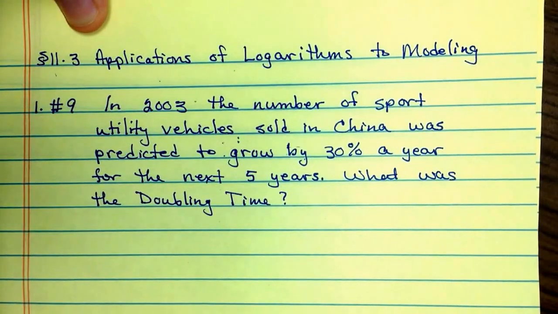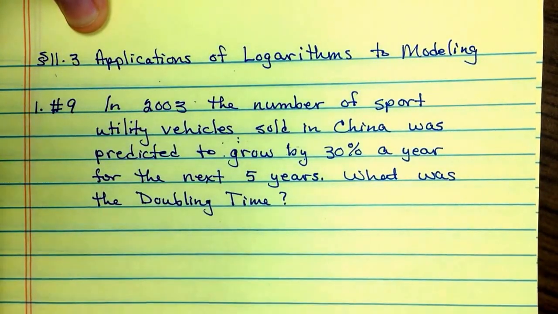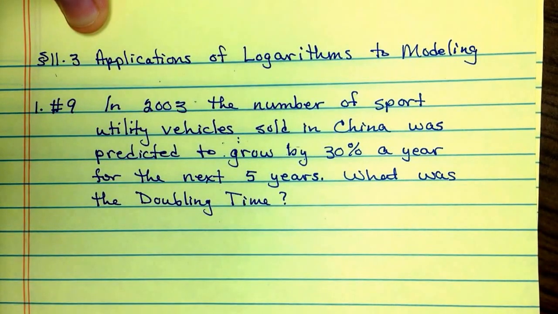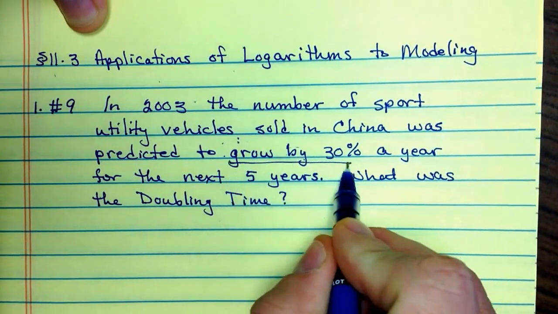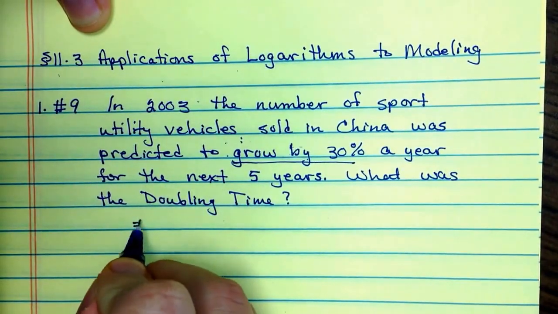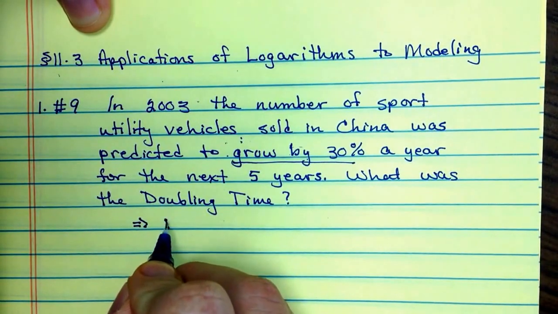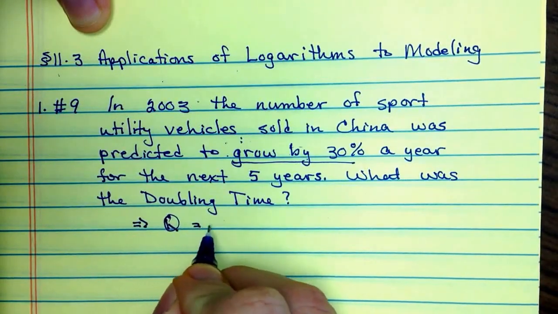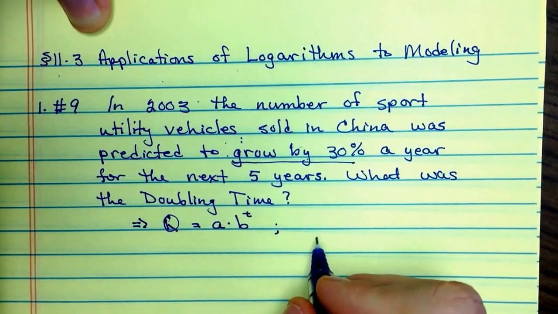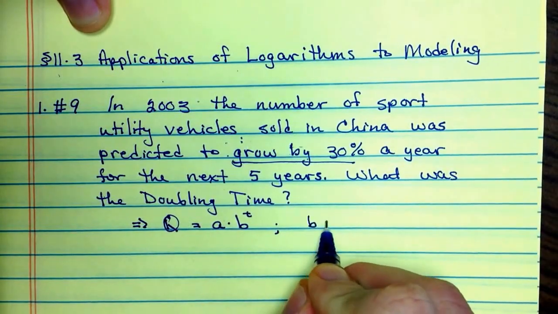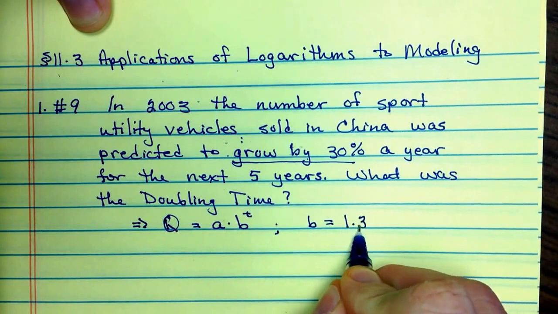In 2003, the number of sport utility vehicles sold in China was predicted to grow by 30% a year for the next 5 years. What was the doubling time? Okay, so this is a fairly simple idea. Since we're told we're growing by 30%, the equation should be something like Q equals A times B to the T. Well, since we're growing by 30%, we know that our B value, our growth factor, is 1.30.